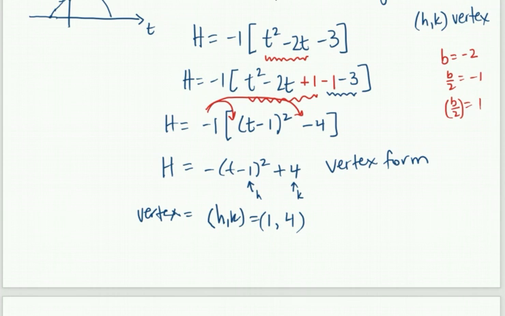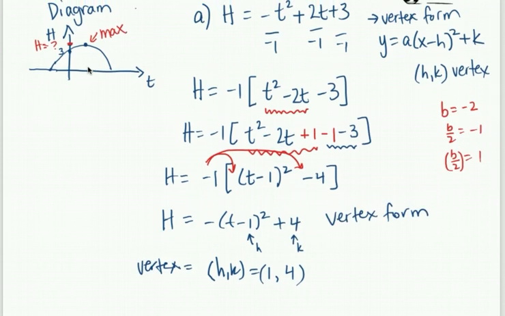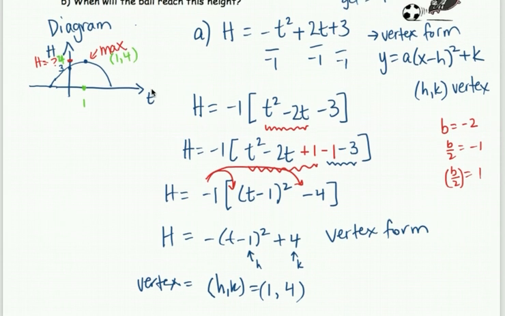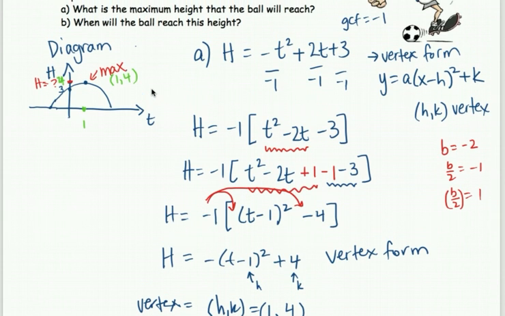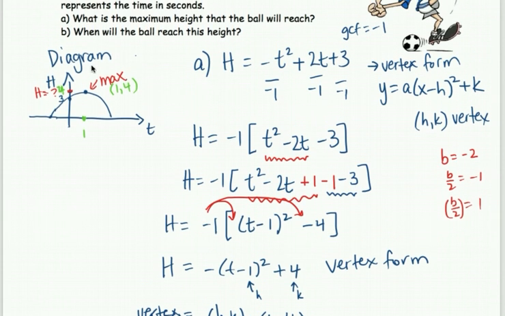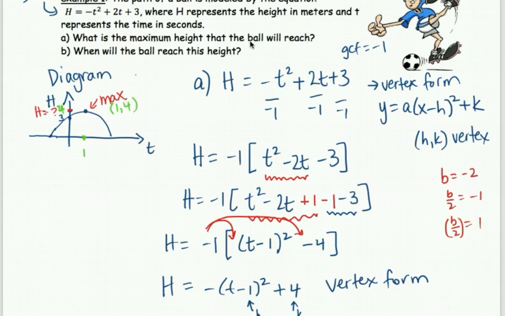Now if we go back to the diagram that we made a sketch of here, this is not to scale, but that would have been 1, and this would have been 4 right here. So that is (1, 4). We found a vertex, but we have to answer a question now. The question in A was, what was the maximum height that the ball reached? The max height was 4.